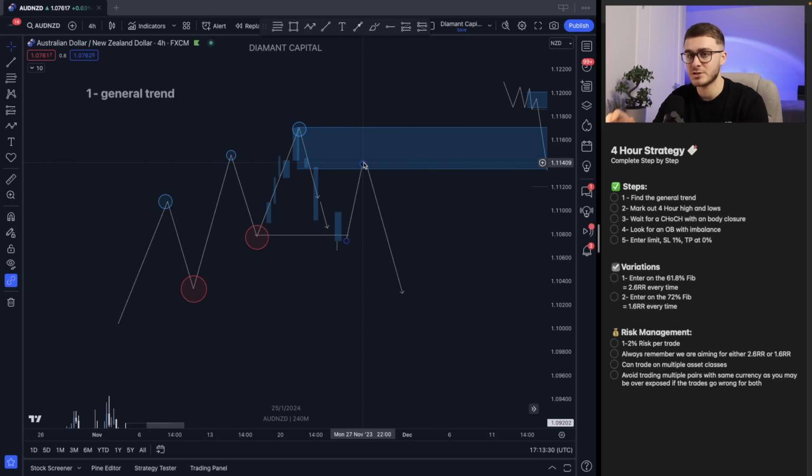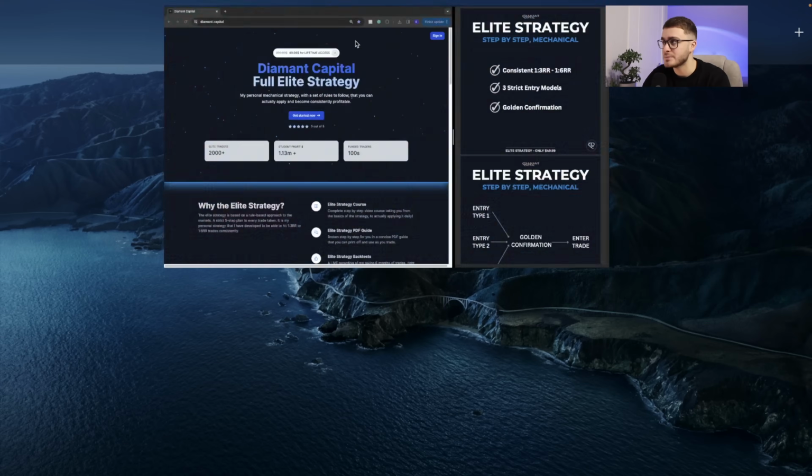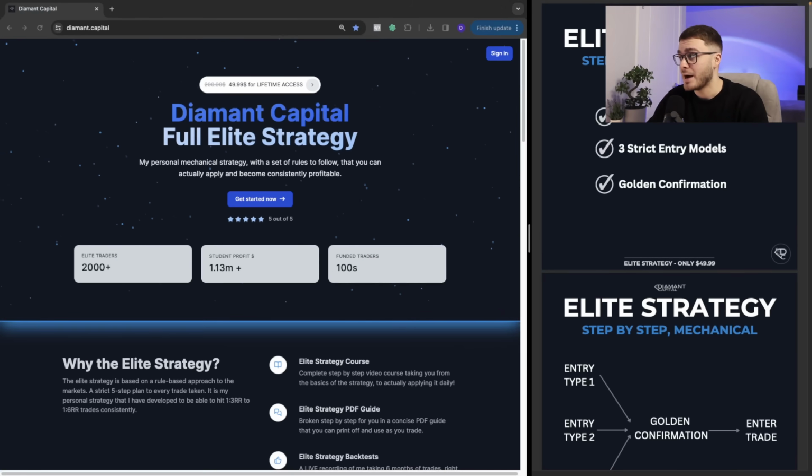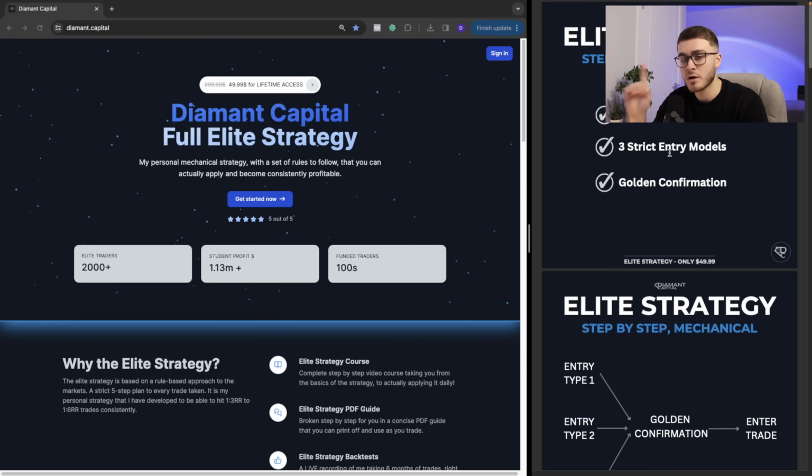You have to have your confirmations in line, because generally, even when it comes to my elite strategy as well, we're going to be talking about it many times, just simply going through it. I have a consistent 1 to 3 to 1 to 6 risk to reward on every single trade, and 3 strict entry models and 1 golden confirmation.